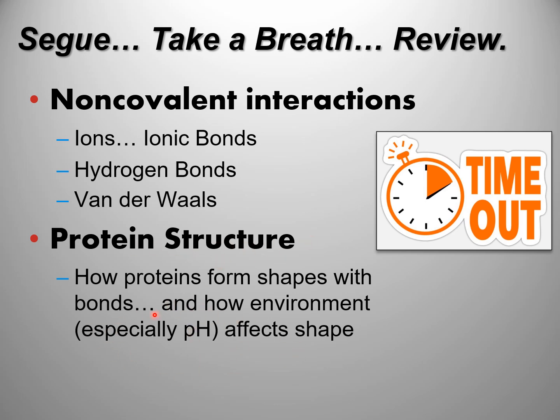The reason that pH becomes so important is because it can affect secondary, tertiary, and quaternary structure. It's one of the few that can affect all three of those. Primary is a covalent situation, but there are no other bonds involved at so many different levels of protein structure, and that's why pH is so important.